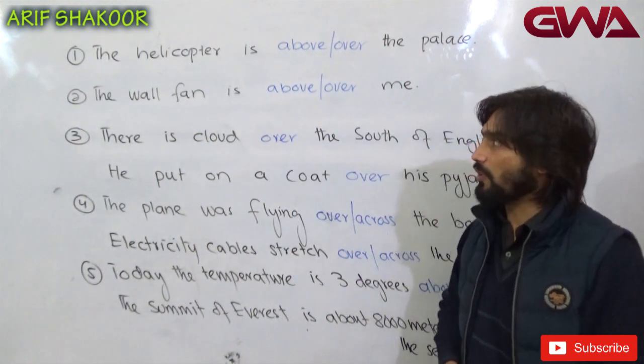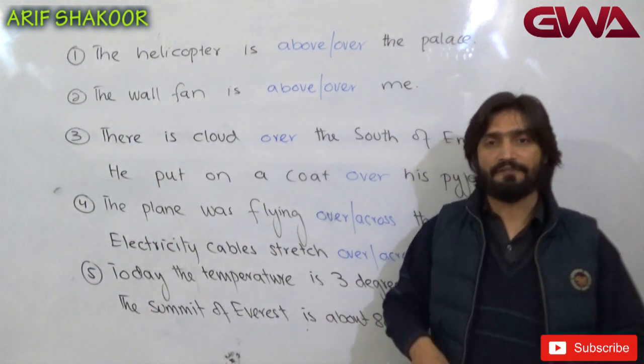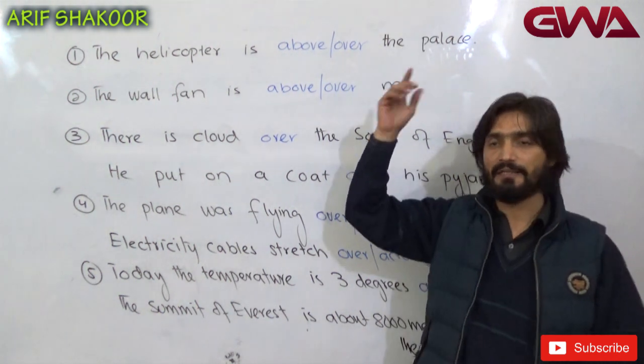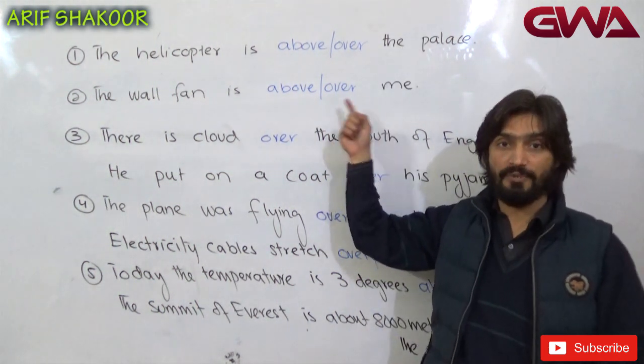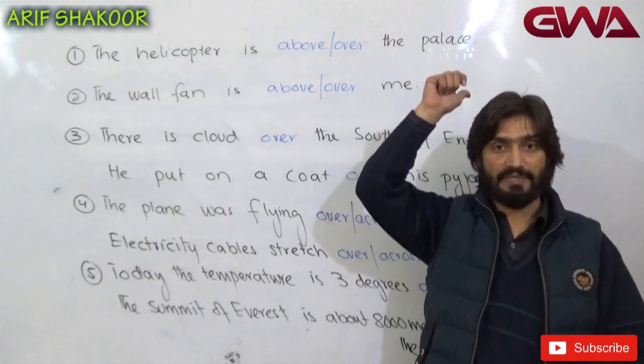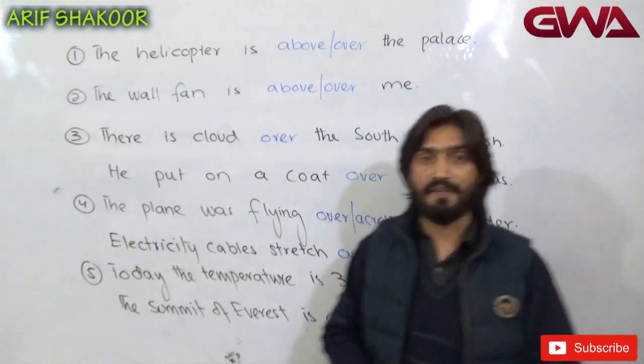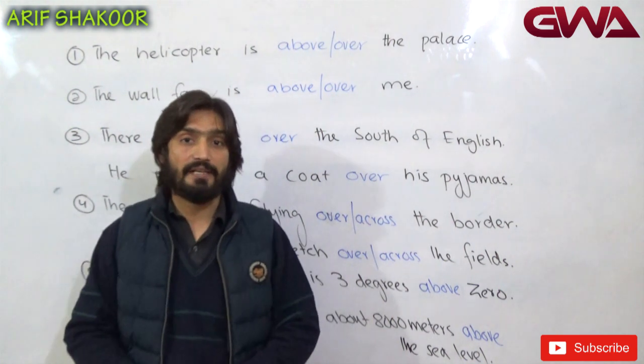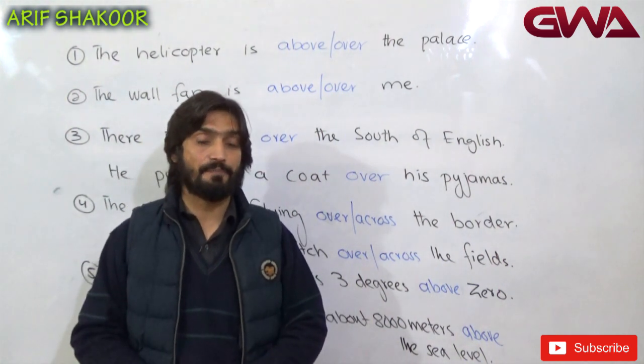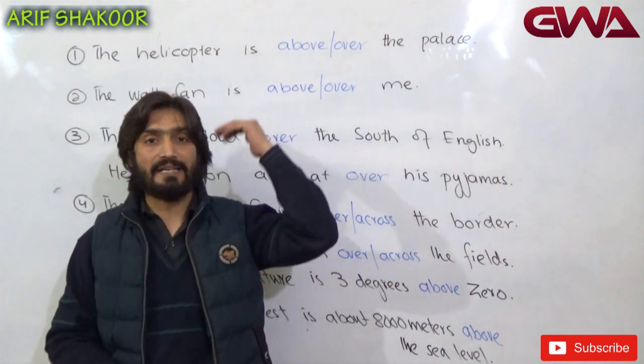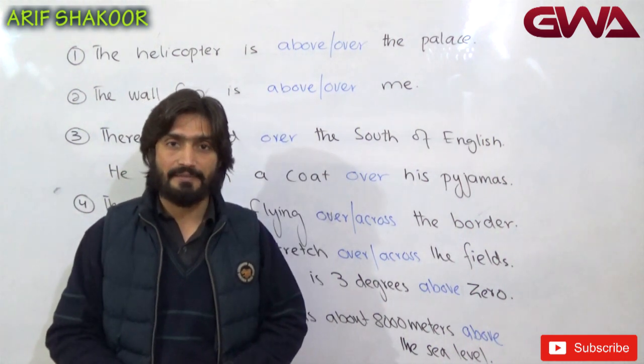Number 2, the wall fan. Now if I stand here, I should say the wall fan is over me because it is directly above me or directly over me. But if I stand here, I should say the wall fan is above me. Now it is not directly over my head.